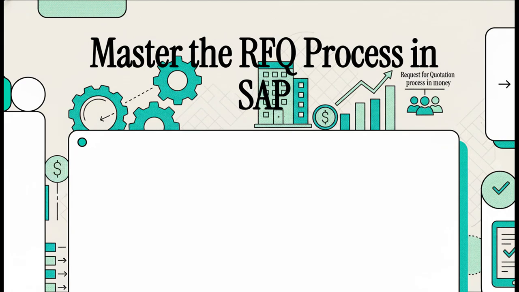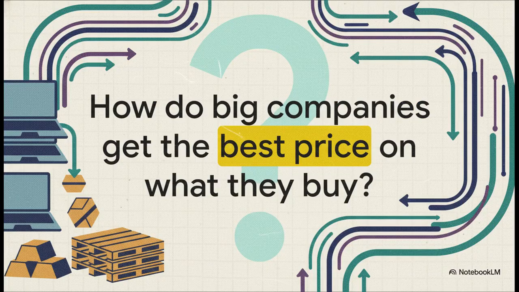Welcome. Today we are cracking the code on a process that major companies use every single day to get the absolute best price on, well, everything they buy. It's called the Request for Quotation, or RFQ, and we're going to walk through how to master it in SAP step by step.